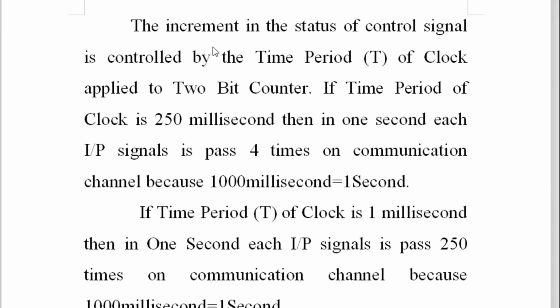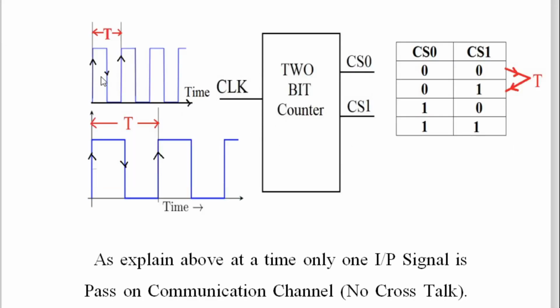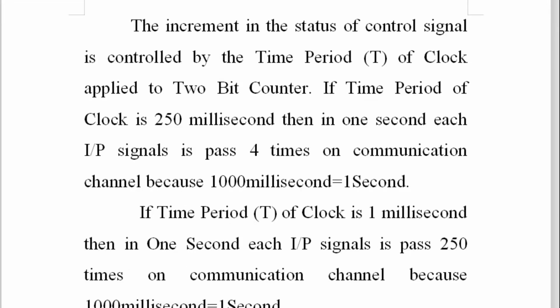And here the increment in the status of the control signal, meaning from 00 to 01 or from 01 to 10, is controlled by the time period t of the clock applied to the 2-bit counter. So if it is very fast incrementing, the time is very small, and if it is a slow increment in the output of the counter, the time is large. So in this way it is very clearly mentioned that the increment in the status of the control signal is controlled by the time period t of the clock applied to the 2-bit counter.